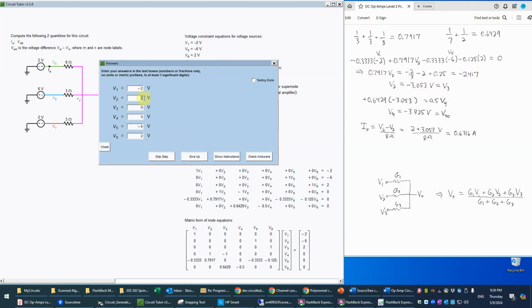So V2 is -3.053. And I'll just get the whole thing there, copy it and paste it there.